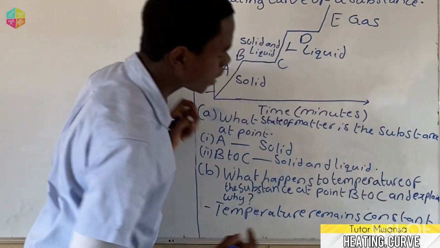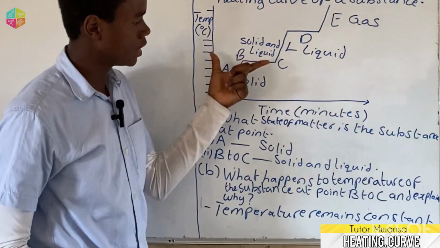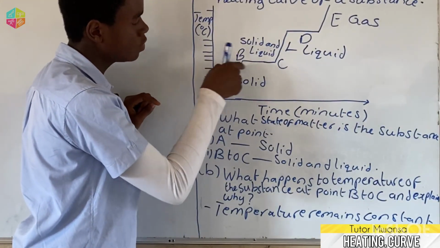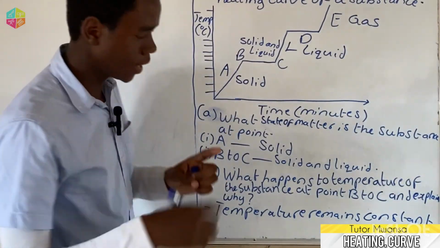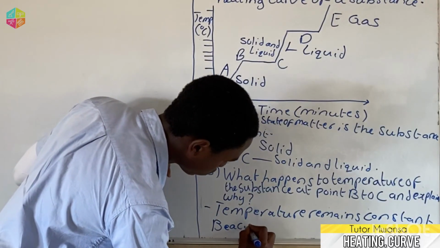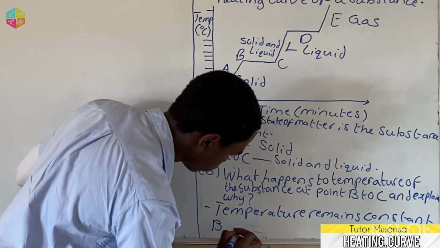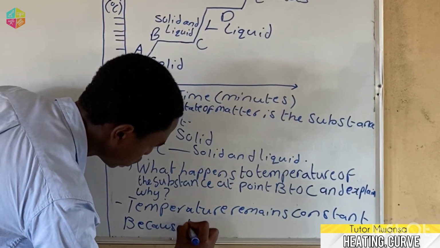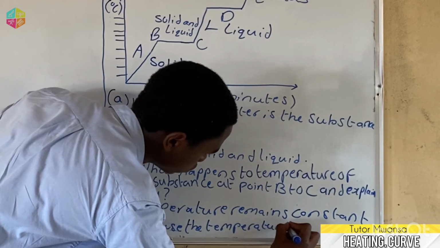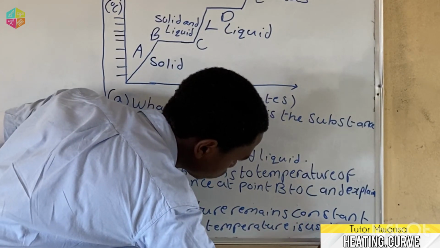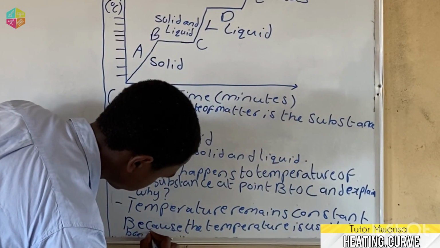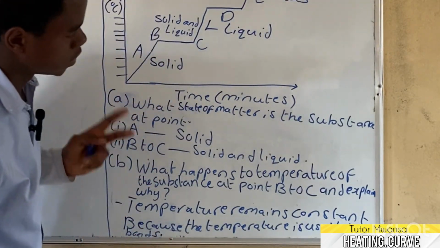All right. So why does it remain constant? Because the amount of energy supplied here is used to do what? Break bonds. That is the reason why the temperature remains constant. So we say because the energy at that point is used to break bonds. Break bonds. All right? The energy is used to break bonds.